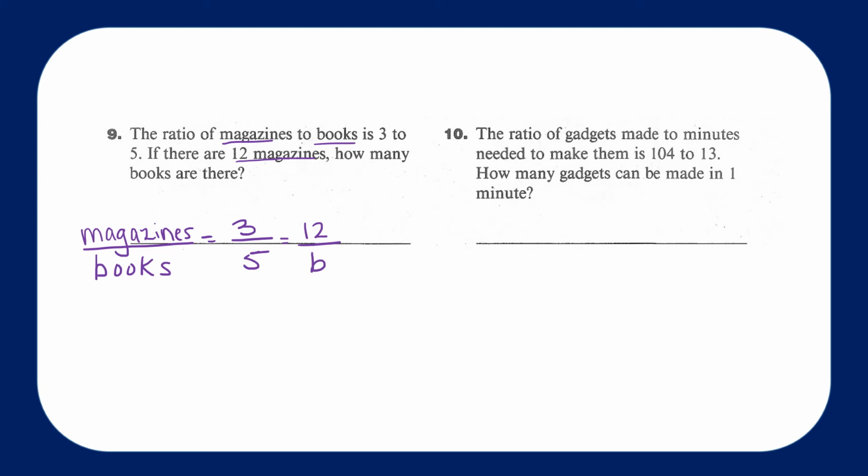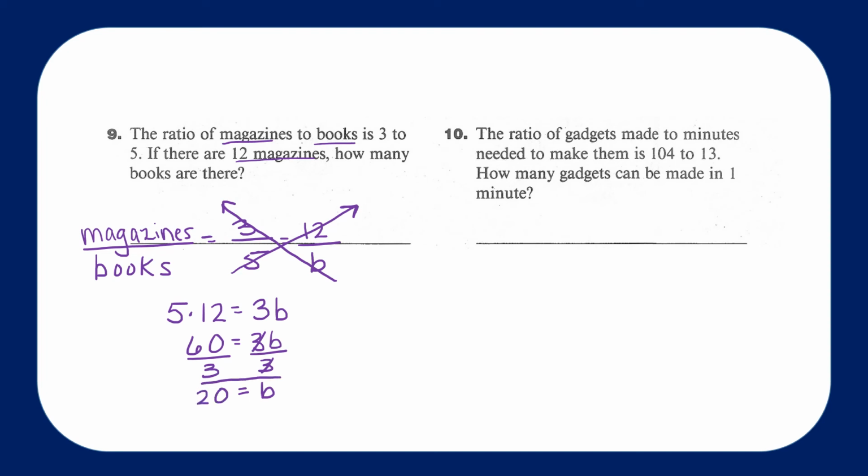So let's complete our proportion as an equation. 5 times 12 equals 3 times b. 5 times 12 equals 60, so 60 equals 3b. We're going to divide both sides by 3. That cancels each other out on the right. B equals 60 divided by 3, which equals 20. So there are 20 books.